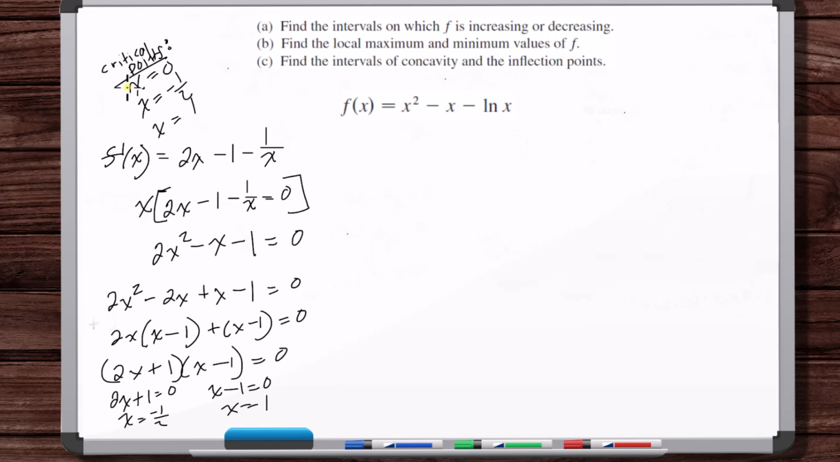What does that mean? That means that these are the only possible points where the first derivative could change signs. So all we need to do is draw a number line to find the intervals in which f is increasing or decreasing. Draw a number line and put these points. So here's 1, minus 1. Okay, so there's minus 1/2, and there's 1, and there's 0. So that's the intervals.